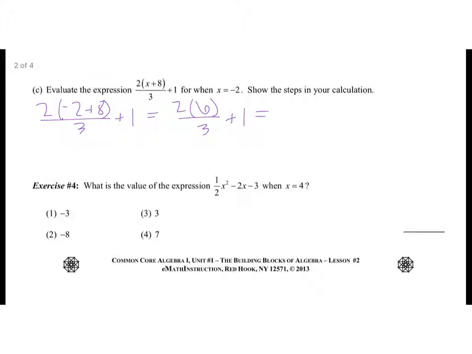So the next thing is multiply by 2. 2 times 6 is 12. Divided by 3 plus 1. When we divide, 12 divided by 3 is 4, plus 1 equals 5.